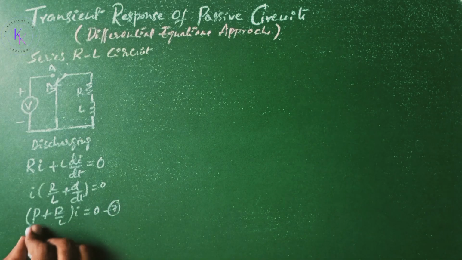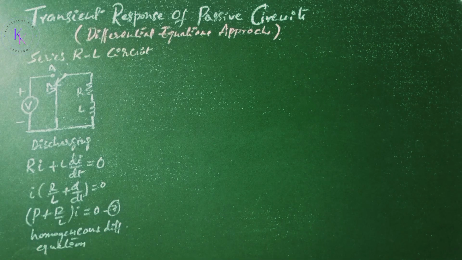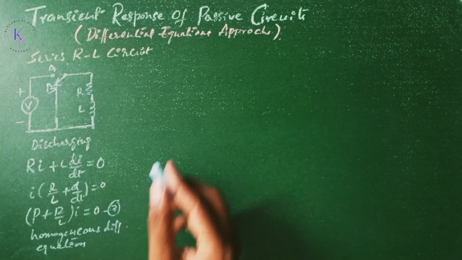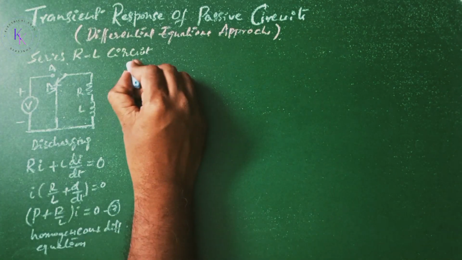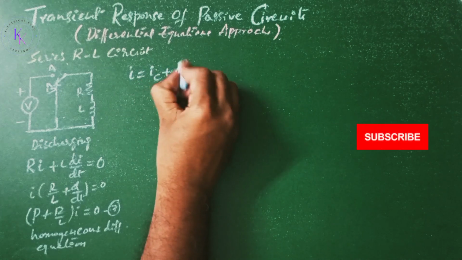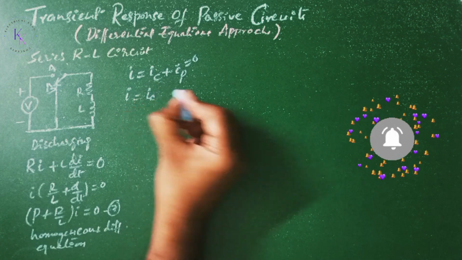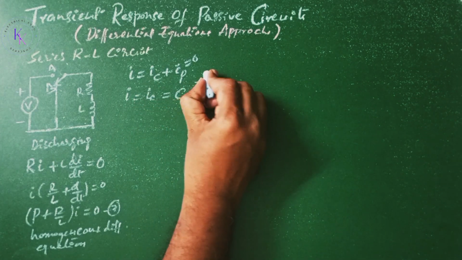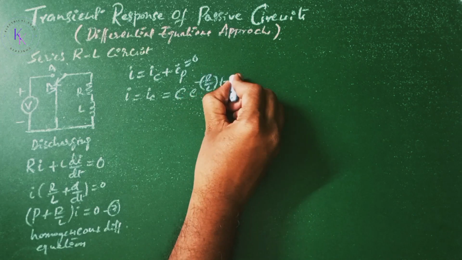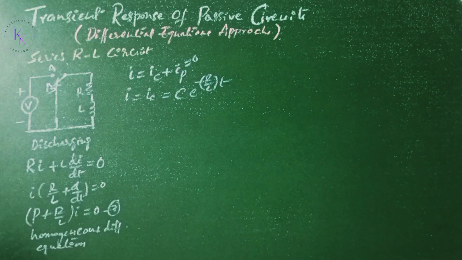This is a homogeneous differential equation having only the complementary function, and the particular function is 0. That means i equals i_C plus i_P, where i_P equals 0, then i equals i_C, which equals C e to the power of minus R/L t. Let us differentiate this constant C from the previous one by keeping C dash there.